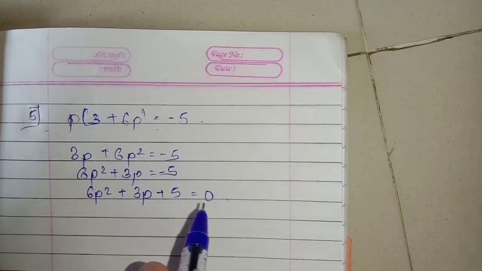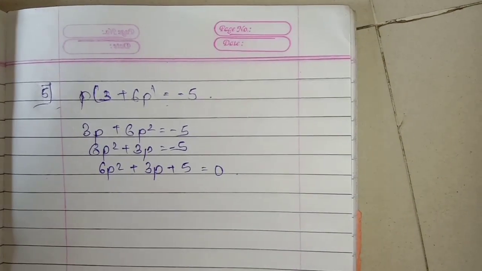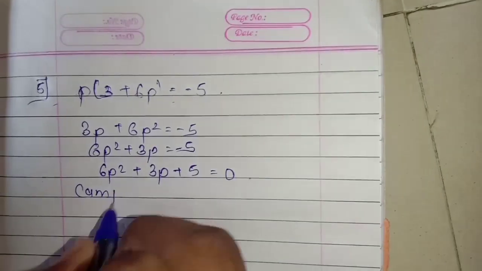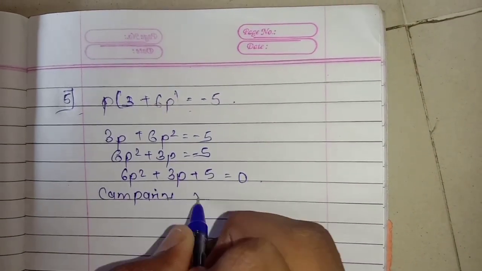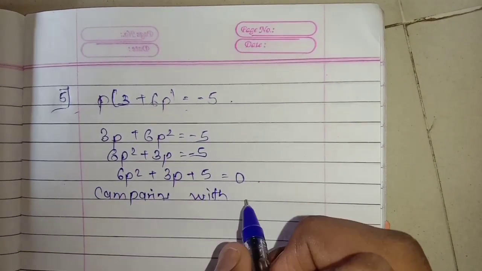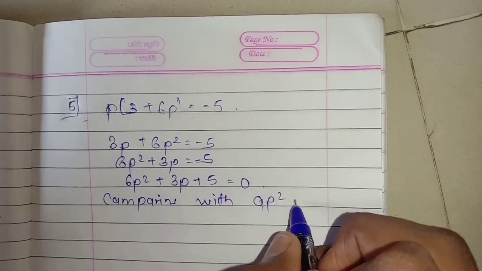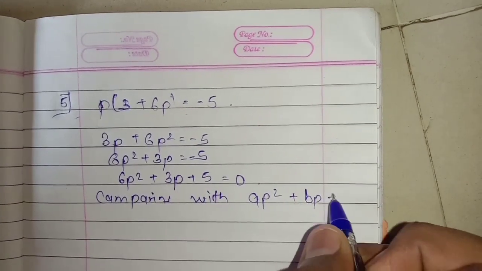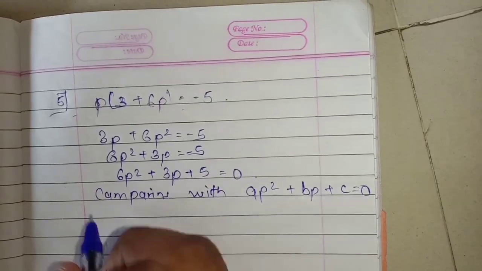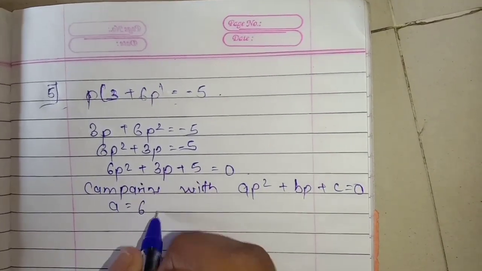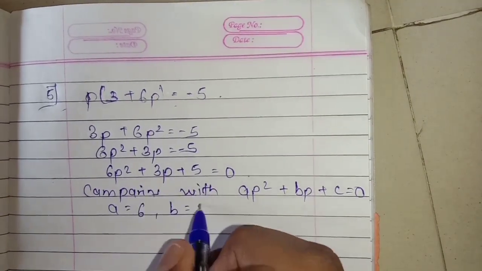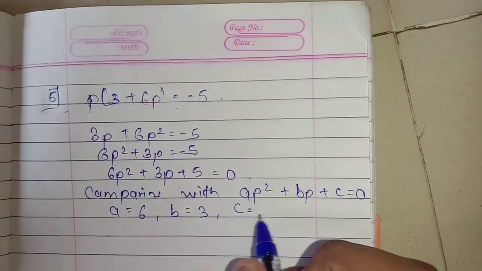So now this is in the form of ax square plus bx plus c is equal to 0. So comparing with our general formula, that is ap square plus bp plus c is equal to 0, the a value is 6, while the b value is 3, while the c value is plus 5, that is 5 only.